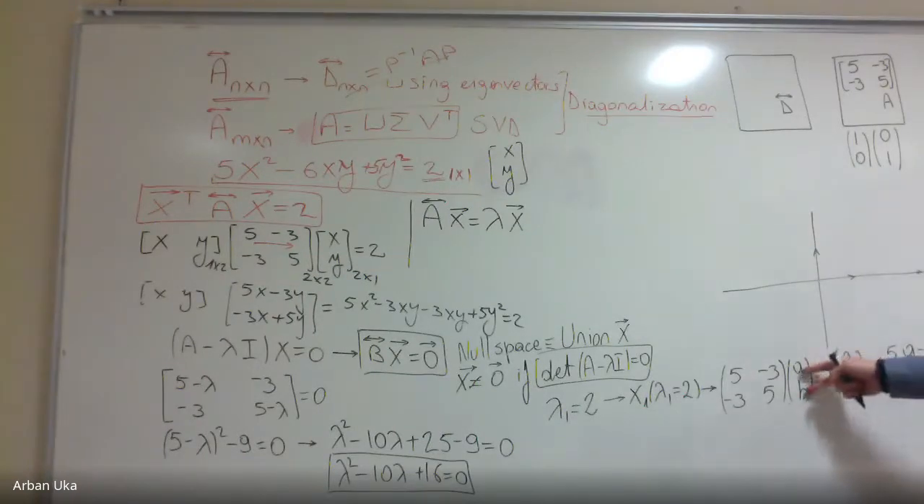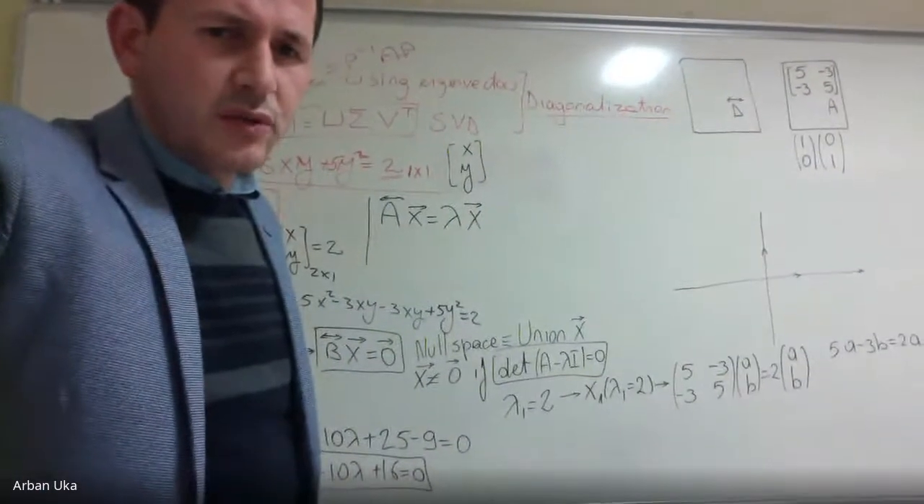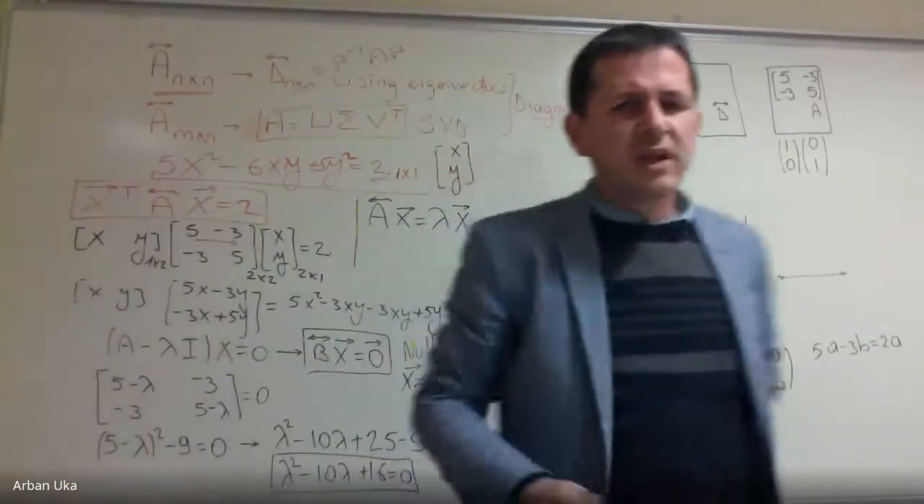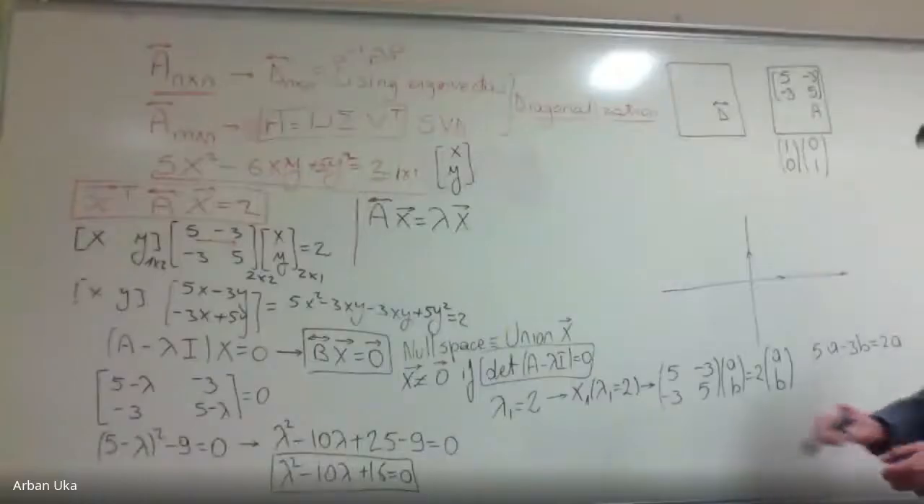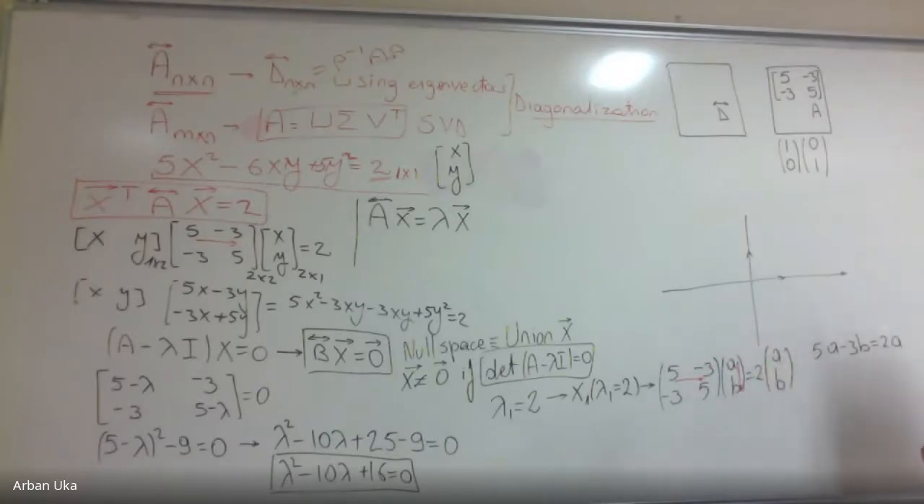So we have two unknowns in order to find an eigenvector. If we have two unknowns, how many equations do we need? Two equations, right? We need two equations, but the first one we got by multiplying the first row here with the column here. Can we get a second equation? Yeah, minus 3a plus 5b is equal to 2b.